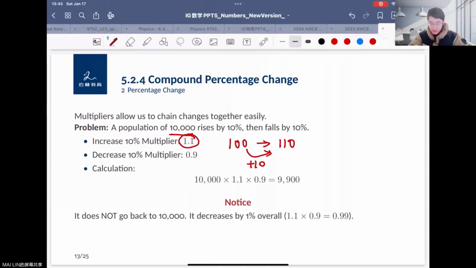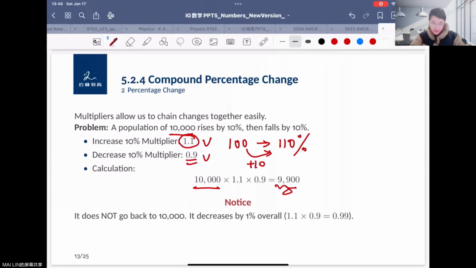We added 10 on this part. So for 110%, we can write it down as 1.1. And for 100% decreasing by 10%, that means we are changing to 0.9, right? So here we can make a calculation: 10,000 times 1.1 times 0.9 equals 9,900, right? So we can say this is the final price.